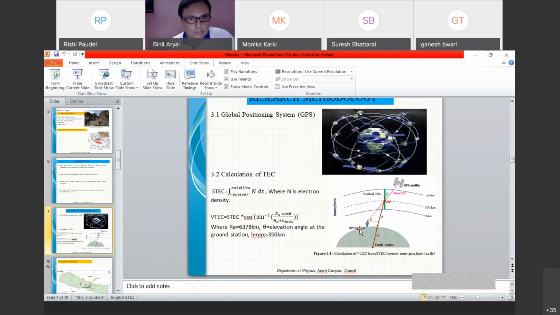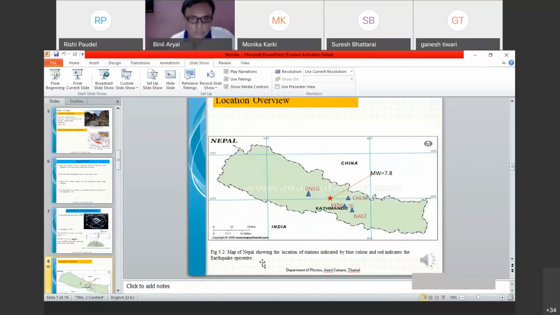This is a way to calculate TEC from a satellite to a receiver. First, slant TEC is obtained by integrating over the receiver to satellite path, where N is electron density. But in our work, we observed vertical TEC, which was obtained by taking the projection from slant to vertical using a height of 350 kilometers. Here, theta is the elevation angle, and R is the radius of Earth, which is 6,378 kilometers.